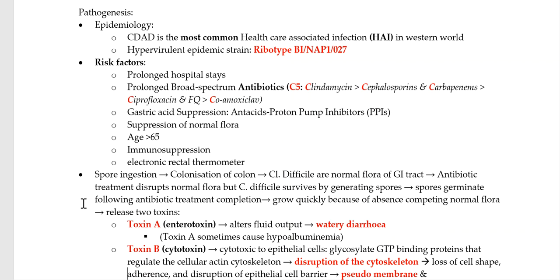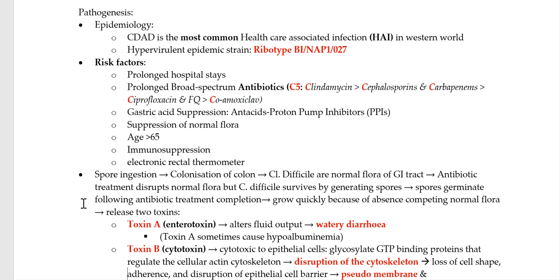Elderly age, especially more than 65 years of age, is susceptible. Immunosuppression and use of electronic rectal thermometer is associated with CDAD. So what is the pathogenesis? Once you ingest the spore, it will colonize the colon and they act as a normal flora of the GI tract. And antibiotic treatment disrupts other normal flora, but Clostridium difficile survives by generating spores, and spores germinate following antibiotic treatment completion.